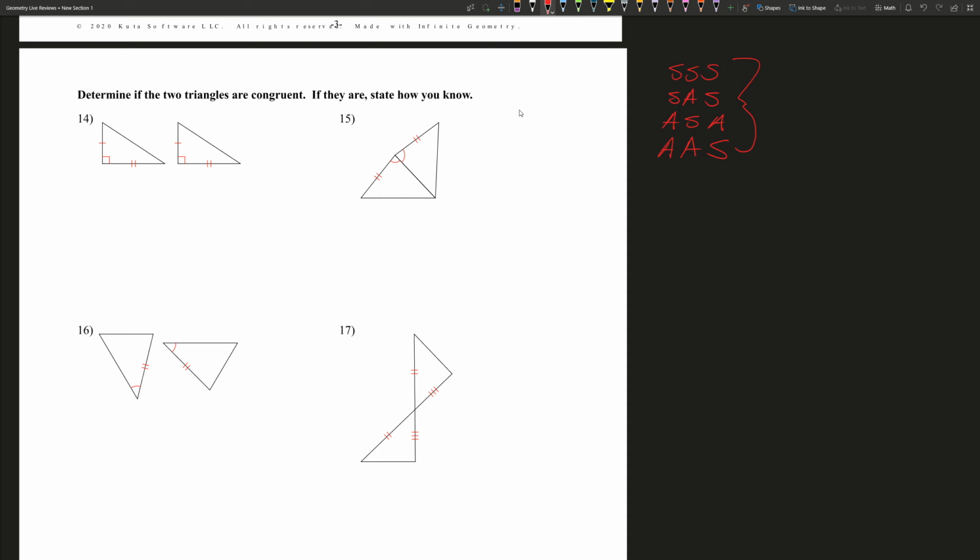So for example, on number 14, we have two triangles. This side is congruent to this side. This angle is congruent to this angle. And this side is congruent to this side. So we have two sides and the included angle. So yes, these two triangles would be congruent. And the reason would be side, angle, side. Again, side, angle, and side.